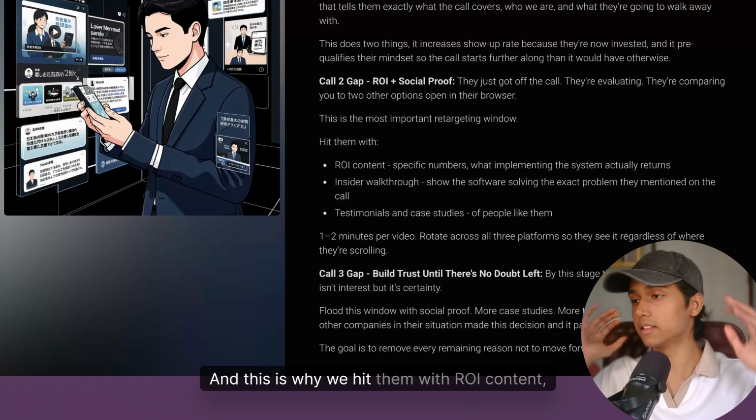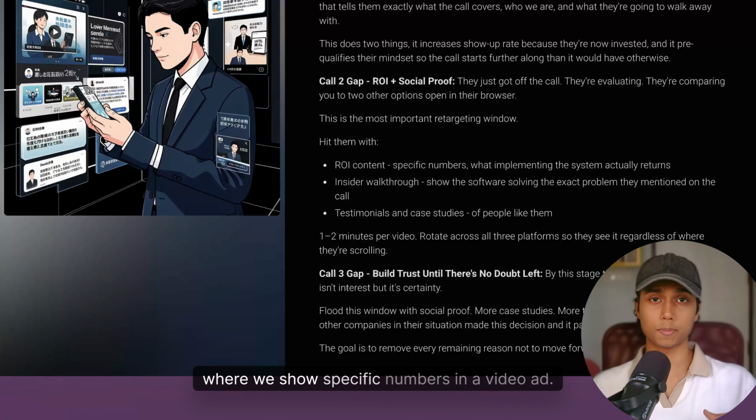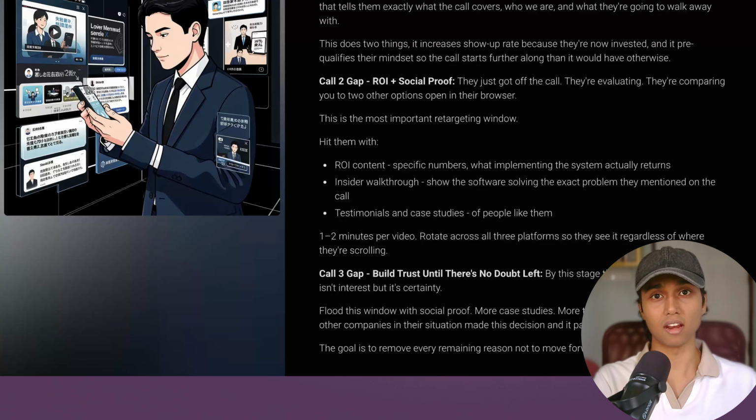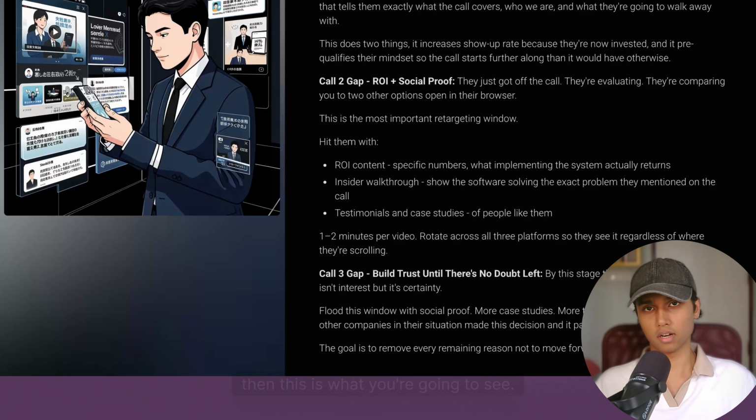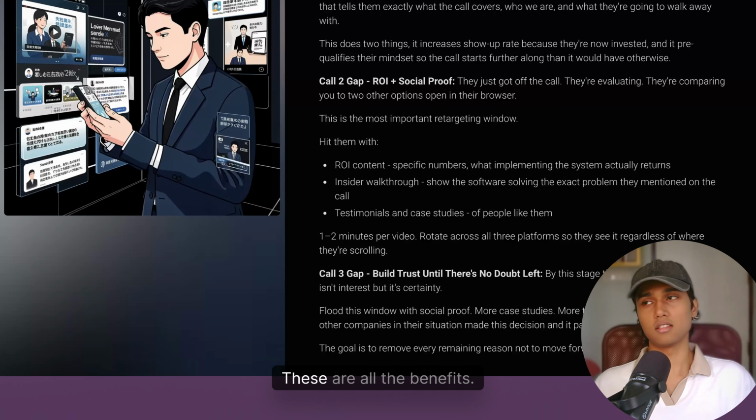And this is why we hit them with ROI content where we show specific numbers in a video ad again. We build a calculator for you. We actually run the ROI numbers and just show them that, okay, if you're using our software, then this is what you're going to see. These are all the benefits.